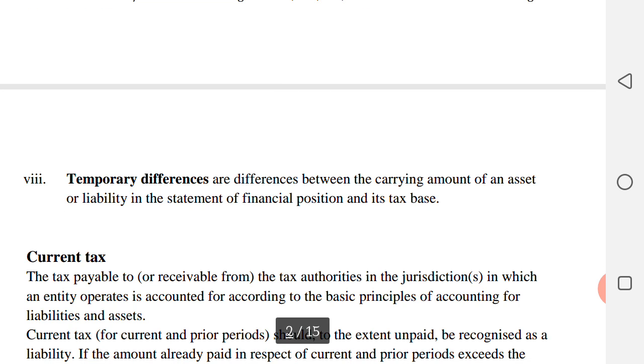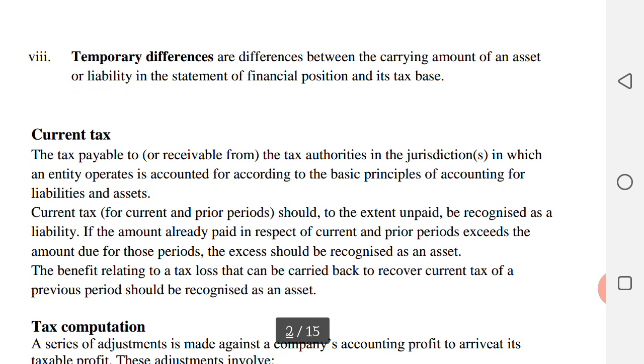So what is temporary difference? Temporary differences are differences between the carrying amount of an asset or liability in the statement of financial position and its tax base. When we say temporary difference, it warrants a deferred tax asset or a deferred tax liability when the carrying amount for the asset, that means for accounting purpose, and the tax base are different. It's not the same figure. Then there is a temporary difference, and this temporary difference will warrant a tax in the future.